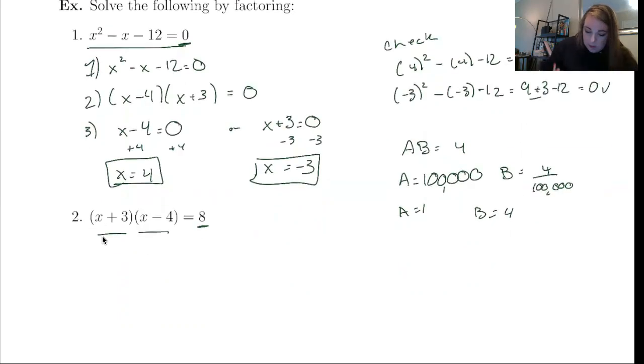So what I actually have to do in this case is multiply out my left-hand side, which is the side with x plus 3, x minus 4.